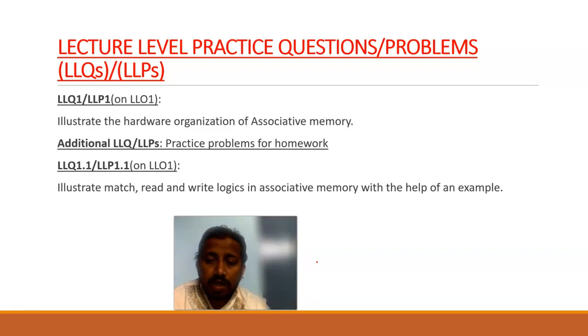These would be your lecture level problems. The first one is: illustrate the hardware organization of associative memory, and illustrate match, read and write logics in associative memory with the help of an example.